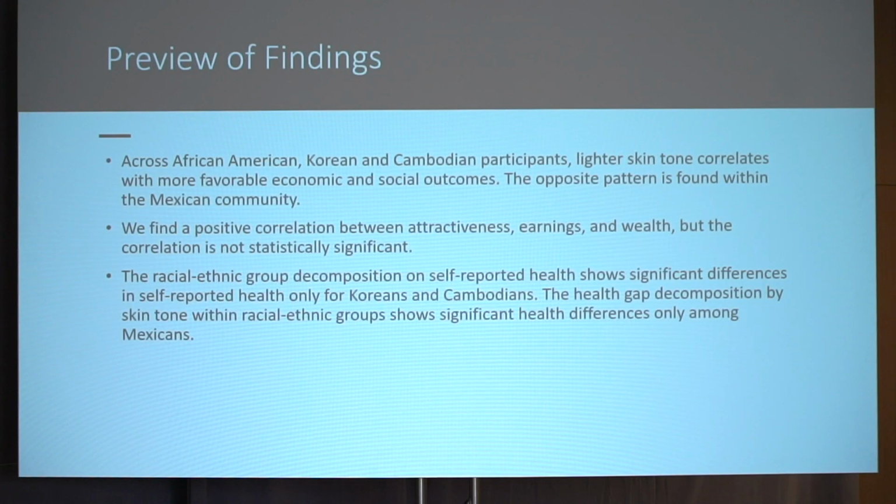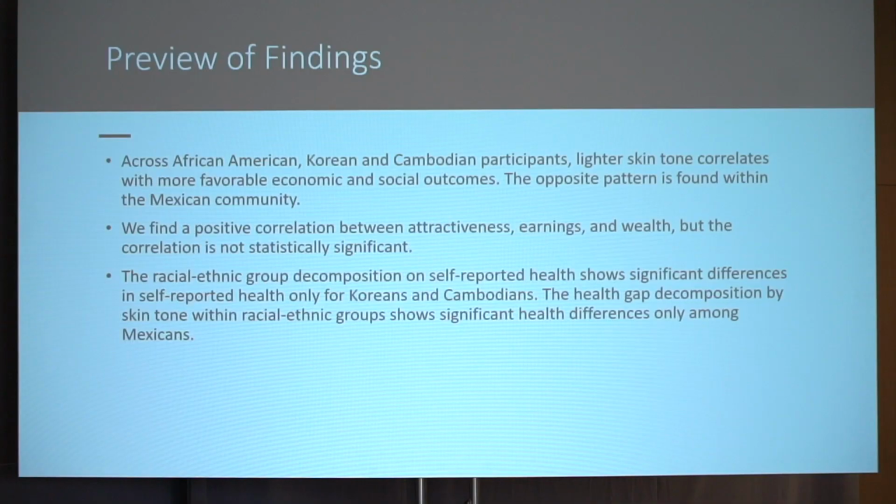So before I dive into slides that just show numbers after numbers after numbers, I'm going to do a quick preview of the findings to help ground us before we get into the tables. What we find in this study is that across African American, Korean, and Cambodian participants, lighter skin tone seems to be correlated with more favorable economic and social outcomes. We find an opposite pattern within the Mexican community, which we'll talk about later as potentially why that might exist. We do find a positive correlation between attractiveness, earnings, and wealth, but that correlation is not statistically significant.